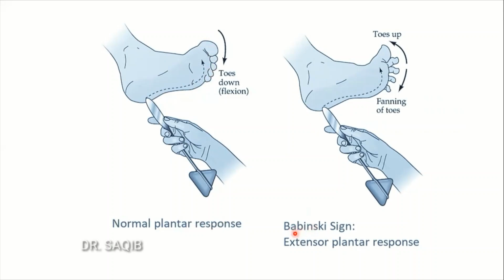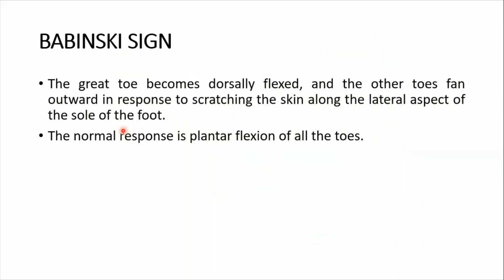And what happens in this Babinski sign, the extensor plantar response? The lateral side of the sole is scratched upwards, bluntly and with some force. What happens? The toes go upward, and this is the dorsiflexion of the great toe, right? Dorsiflexion, and the rest of the four toes fan outside, right? That's the point.